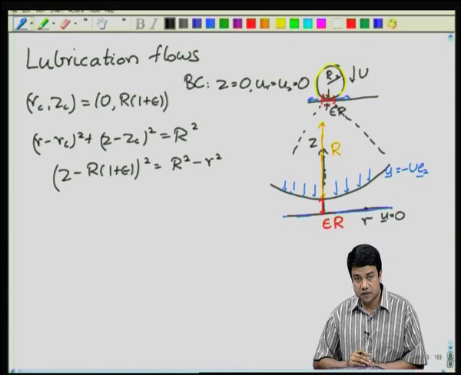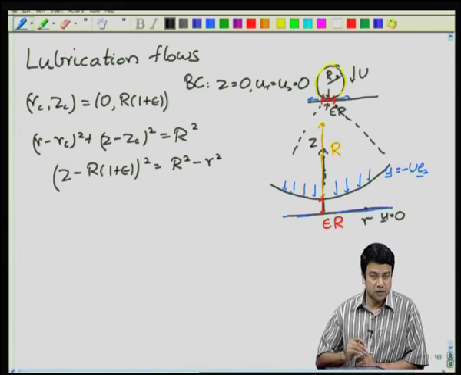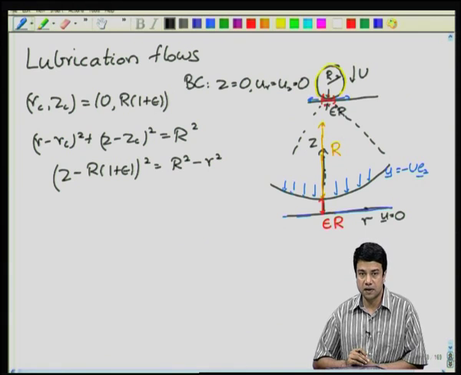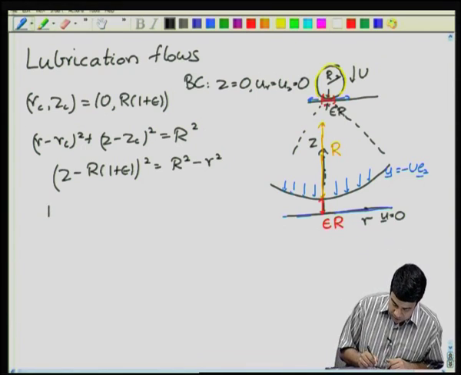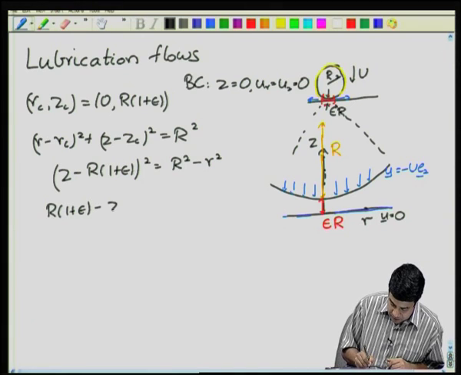Now, on the bottom surface of the sphere, z is less than R into 1 plus epsilon. So, in order to find the equation for z as a function of r, I can just take the square root of this equation. Take the square root of the left hand side. There are two roots. One is positive z minus R into 1 plus epsilon, the other is negative z minus R into 1 plus epsilon. On the bottom surface, z is less than R into 1 plus epsilon. So, when I take the square root for the bottom surface, I should use R into 1 plus epsilon minus z is equal to the square root of R square minus r square.